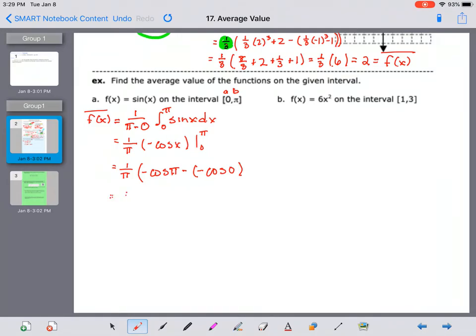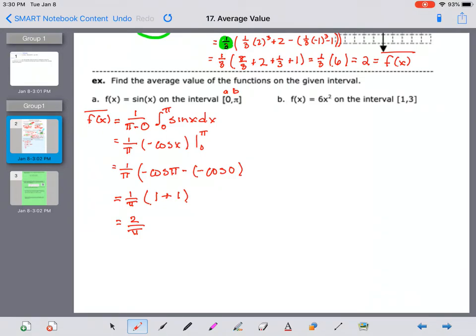Let's do some calculations. Really this is just 1 over pi. It really doesn't want to work today. Let's see if I can get it to work. Okay. 1 over pi, negative cosine of pi. Well, cosine of pi is -1, and a negative 1 makes it a positive 1. Minus a negative makes it a plus, and that's also 1. So when we do this calculation, we get 2 over pi. And that right there represents our average value.